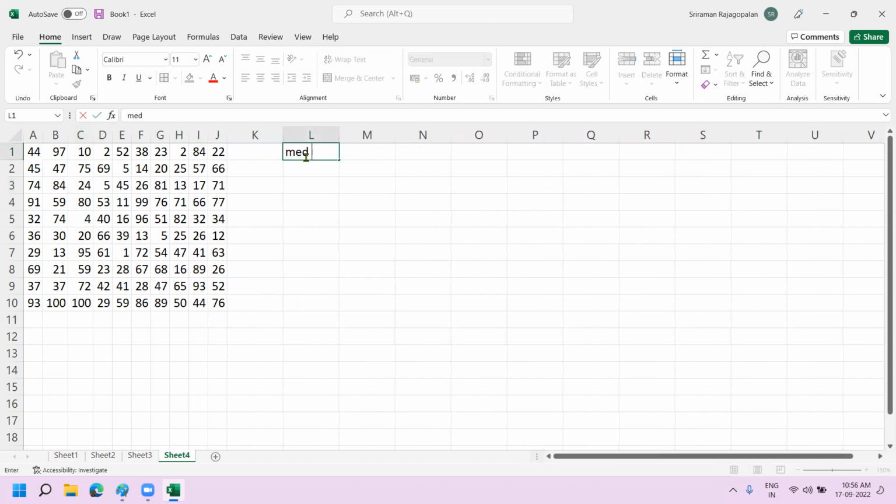Now we can calculate the median. And we'll also find the mean and compare the differences between mean and median. And we will.